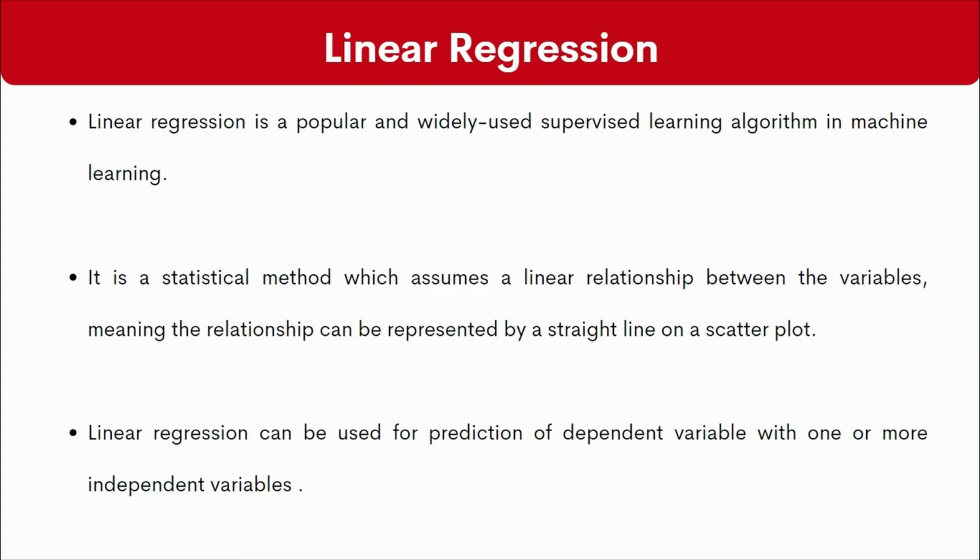Linear regression is a popular and widely used supervised learning algorithm in machine learning. It's actually a statistical term and a statistical tool which assumes a linear relationship between variables, meaning the relationship can be represented by a straight line on a scatter plot. Linear regression can be used for prediction of a dependent variable with one or more independent variables.